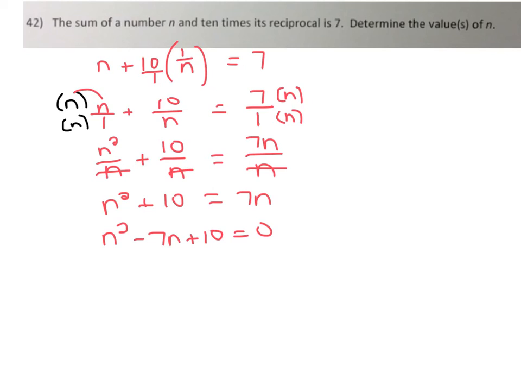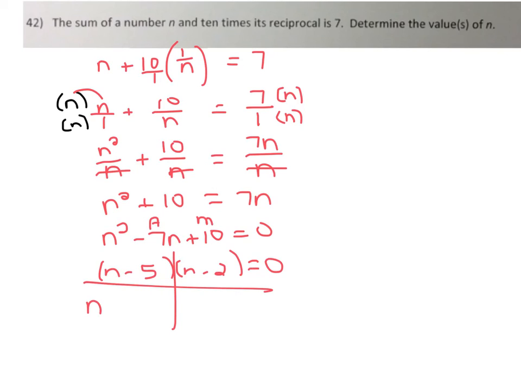So what we're going to do is factor. It's just your basic trinomial. We're going to put an n in the first spot in each of the parentheses, and two numbers that multiply to 10 and add to negative 7 are going to be negative 5 and negative 2. So we wind up getting n equals 5 and n equals 2. And you could plug these numbers back into the original situation, and when you do, what you'll see is that they both wind up checking out.